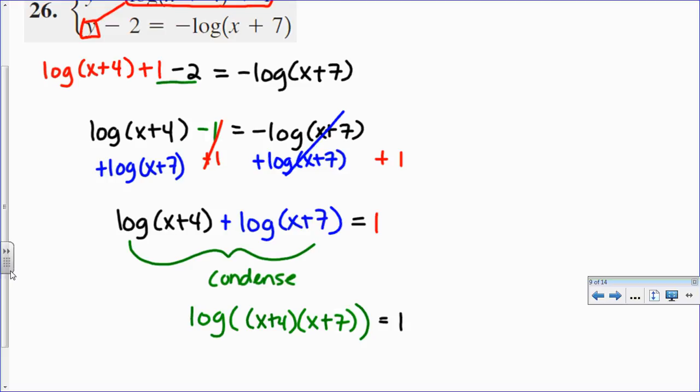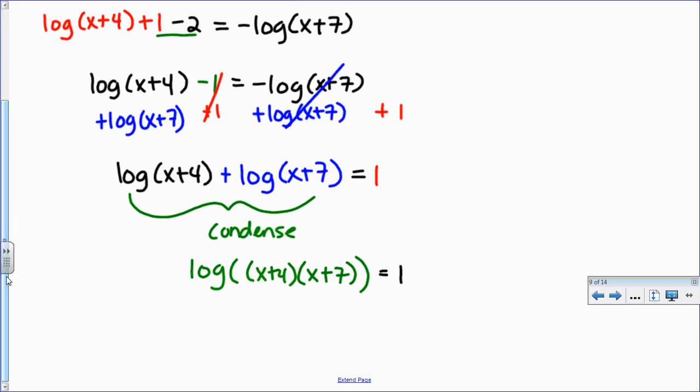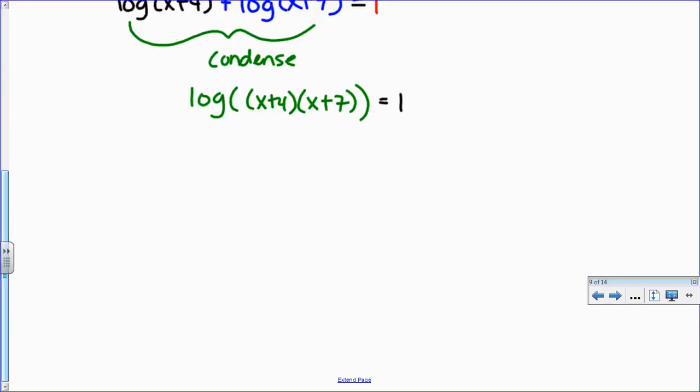Okay. You can go ahead and multiply out if you want. So FOIL x plus 4 and x plus 7. So that's x squared. The outer is 7x. The inner is 4x. That's 11x. And then 4 times 7 is 28.